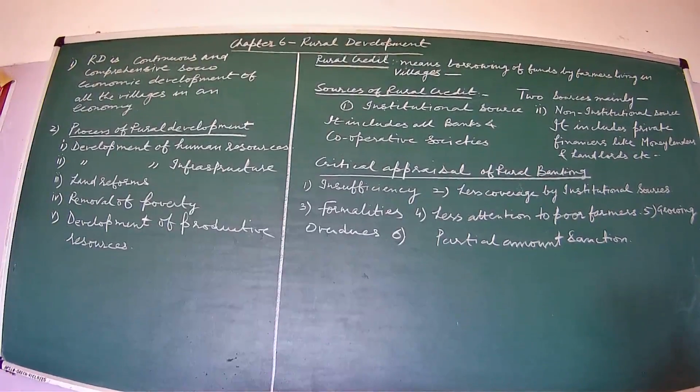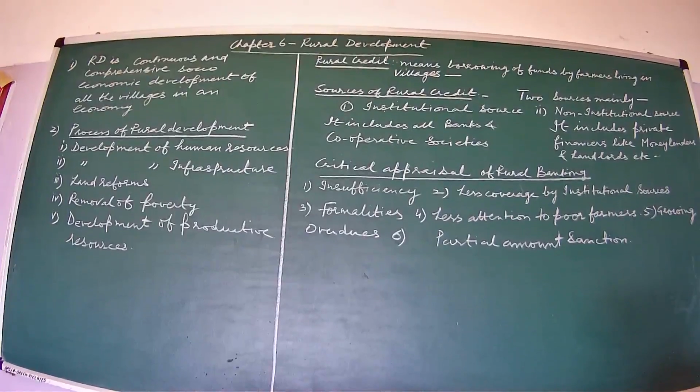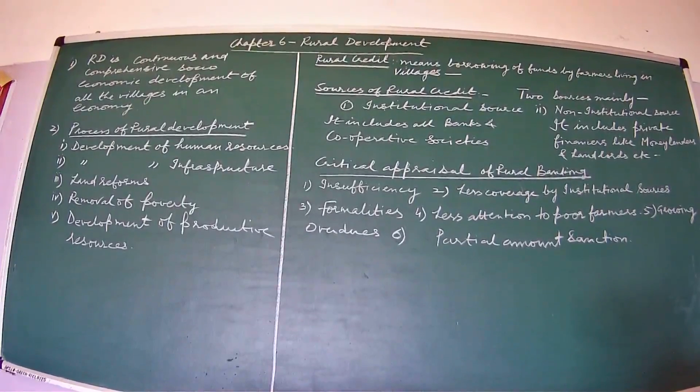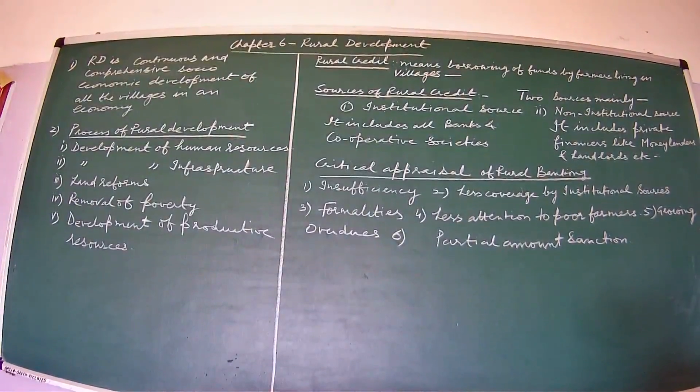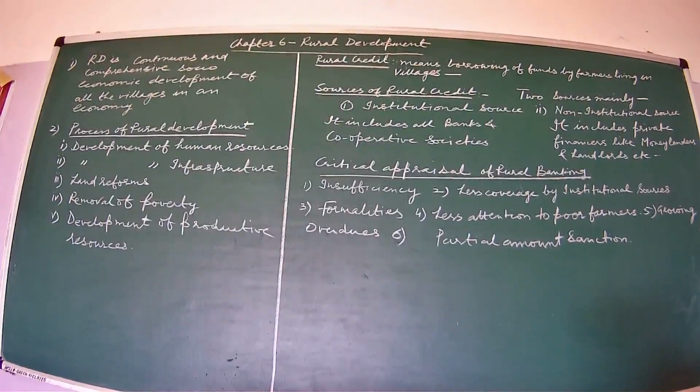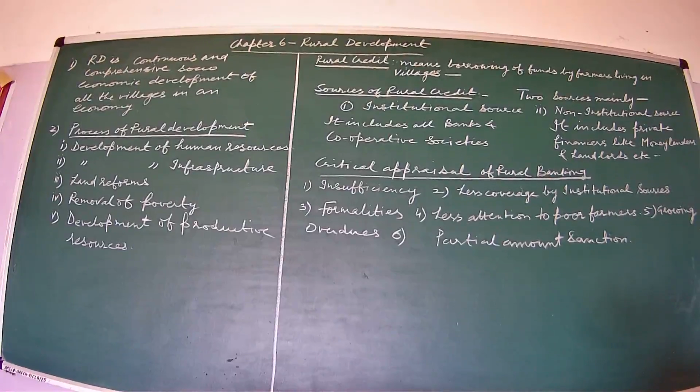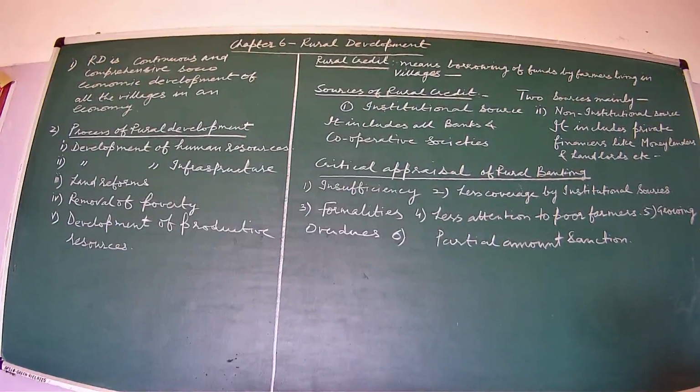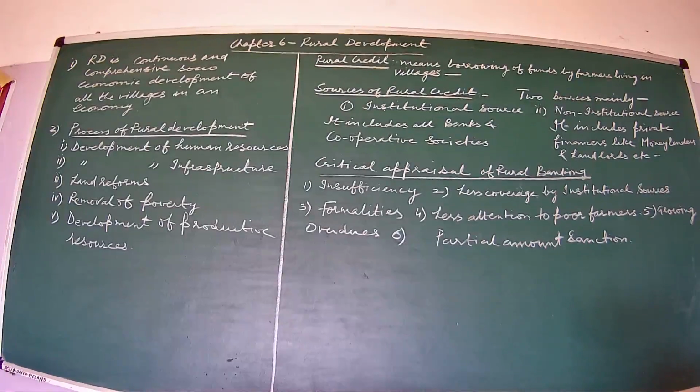Less attention to poor farmers. The other problem is that there is less attention to poor farmers. These institutions pay less attention to poor farmers, and they are paying more attention to the rich farmers, and they are sanctioning them more money in comparison to poor farmers, because they know that the rich are able to pay the money, and they doubt that poor farmers cannot pay the money back on proper time. So that is why they hesitate to lend them money.